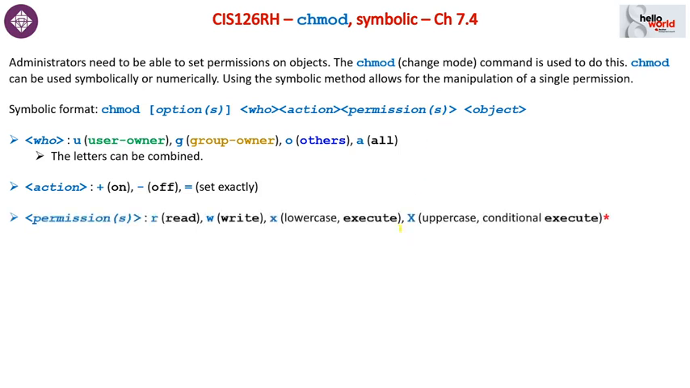Now there is a fourth permission, this guy. Talk about that in just a second. So read, write, execute. This is a lowercase x, and then uppercase X is a conditional execute. I'll mention that in just a second. And then the object to which we're going to apply this.